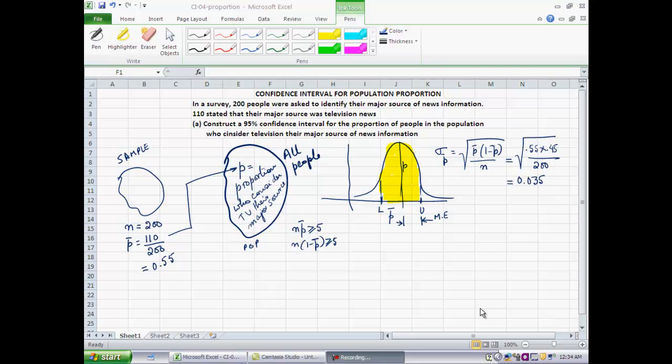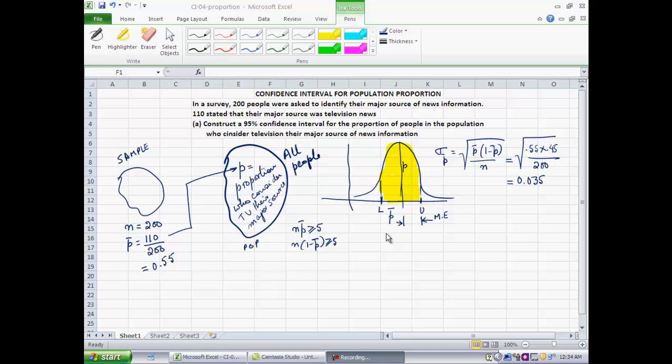So in terms of the sample statistics, the population here is the set of all people, and we are asked what proportion of them consider TV their major news source. The sample size is 200, and out of those 200, 110 say that they consider television their major source of news. So the sample proportion is 110 divided by 200, which is 0.55. So this figure of 0.55 is our point estimate of the population proportion. If I had to give you one number which is my best estimate of the population proportion, it would be 0.55. But I want to go beyond that, be a little more sophisticated about it.